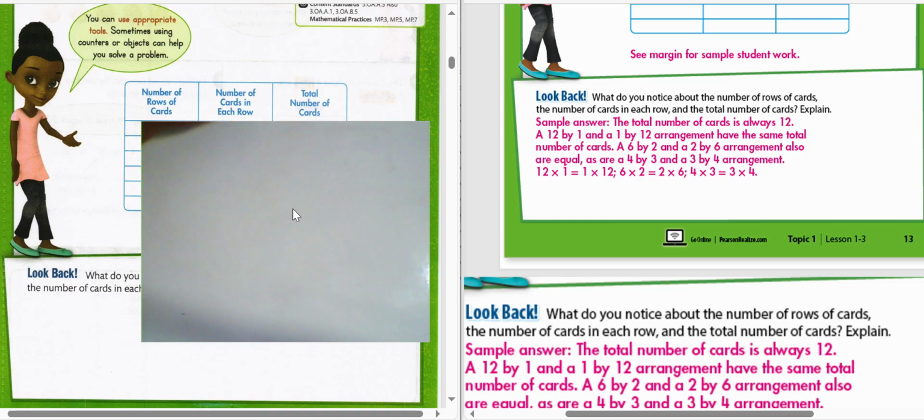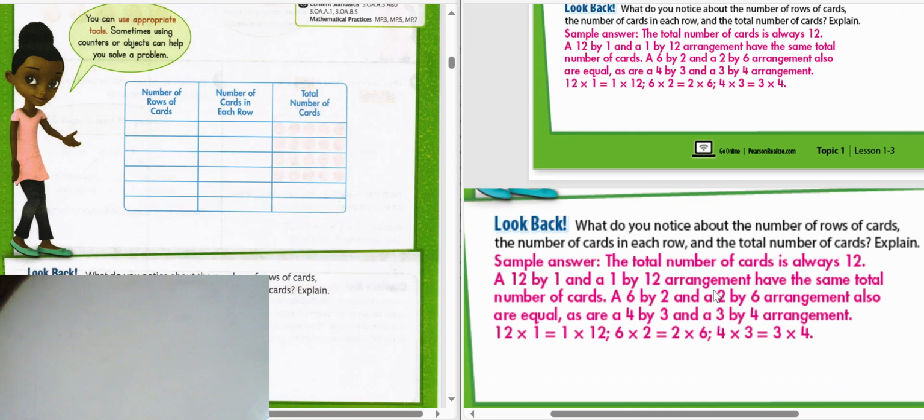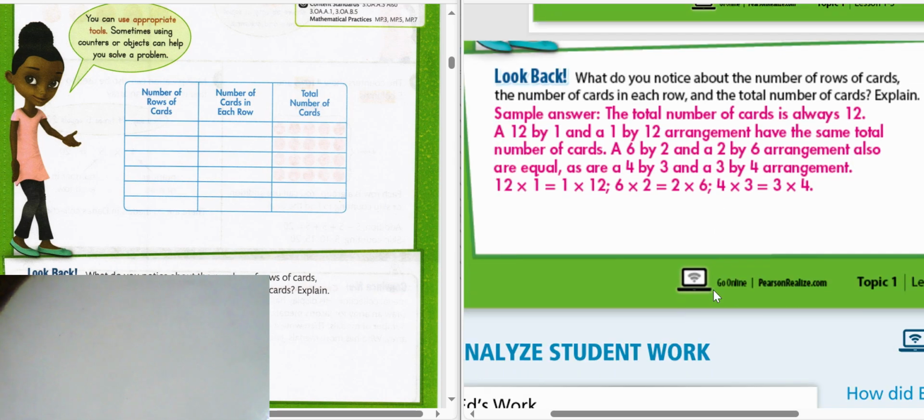Okay, then he can ask you this question. You can write a simple answer about this question. Look at here. What do you notice about the number of rows of cards, the number of cards in each row, and the total number of cards? Simple answer here, you must write the total number of cards is always 12. 12 by 1 and 1 by 12. You can replace 12 by 1 and 1 by 12.